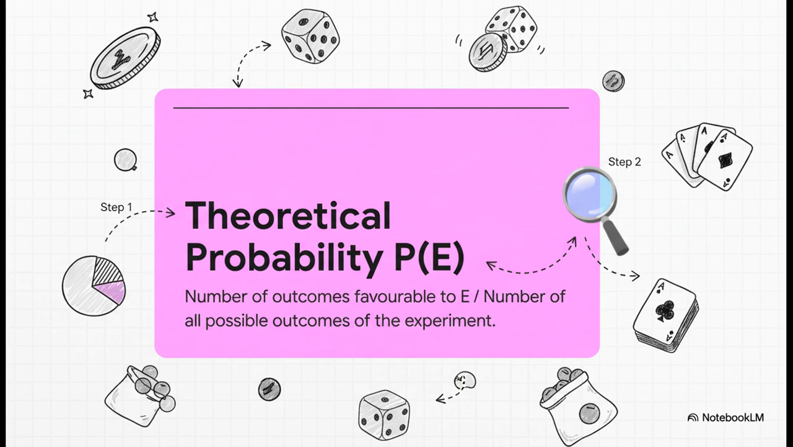Okay, now look at this. This is the, let's say, official formula you've got to write in your exams. Looks a bit fancy, right? With the P and the E and everything. But look closely. Is it any different from our magic formula? Nope. Number of outcomes favorable to E, that's just our step 1. And number of all possible outcomes, well, that's step 2. See? You already know this stuff.